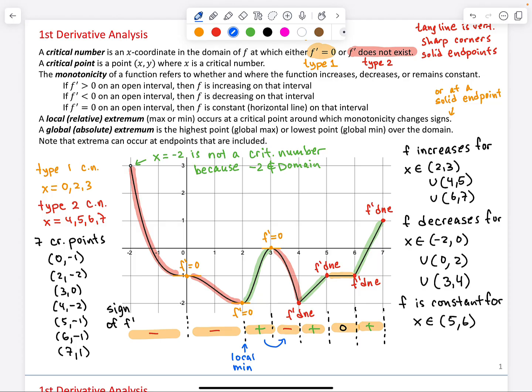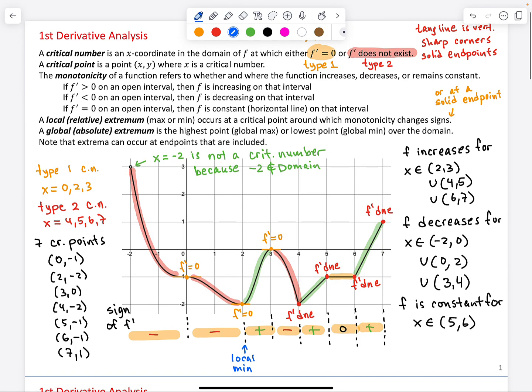Here we have another change in monotonicity sign from positive to negative. So the function goes from increasing to decreasing. This suggests the presence of another local or relative extremum. In this case, this would be a local max. And again, we say local because this point is the highest of all of its immediate neighbors, but not necessarily the highest of the entire function.